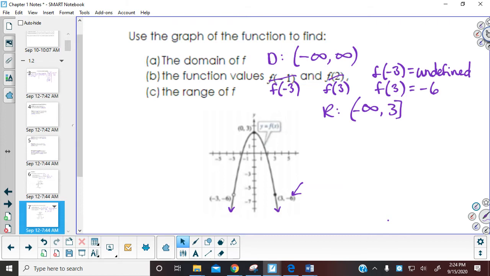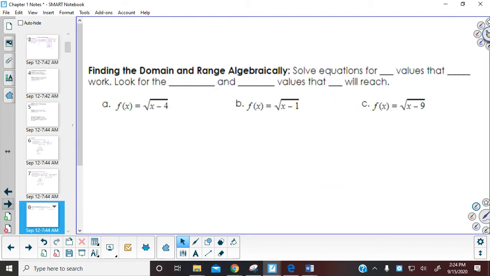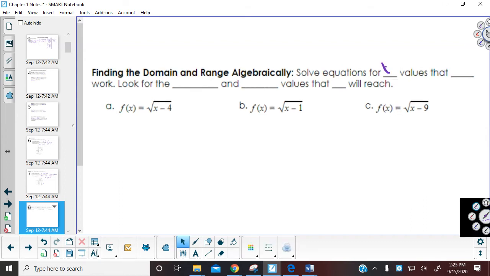Okay? Moving on to the next thing, finding your domain and range algebraically. The way that you want to go about doing this is you want to solve the equations for your x values that do not work. And what you want to do then is look for the highest and lowest values that y will reach.